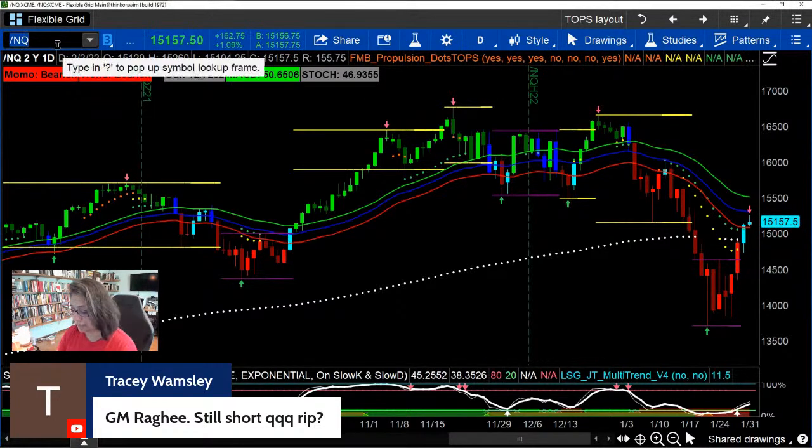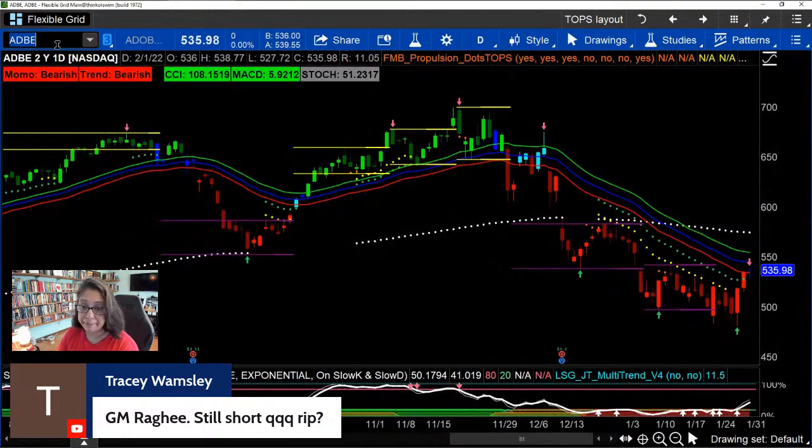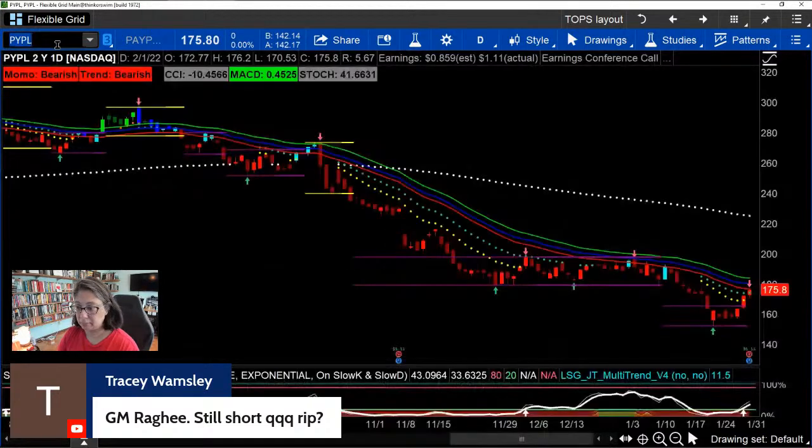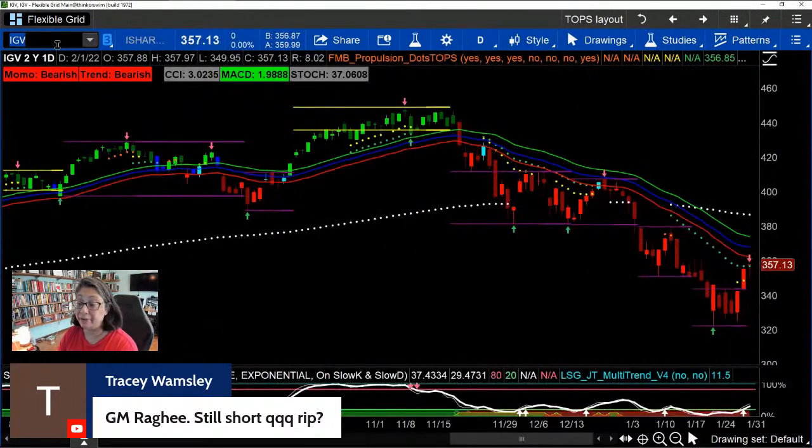Absolutely. Now, somebody asked me earlier about UPST, or, what are some of the names that are double red in this environment? Here's Adobe. If you want an individual stock that won't necessarily be as sensitive to the Google, look for those double reds. Crack open the SMH, crack open the IGV, find those double reds. We might want to short IGV instead of QQQ. We might want to find ways to sort of navigate around whatever Google might do. There are shorts still out there. I don't think we're out of the woods.